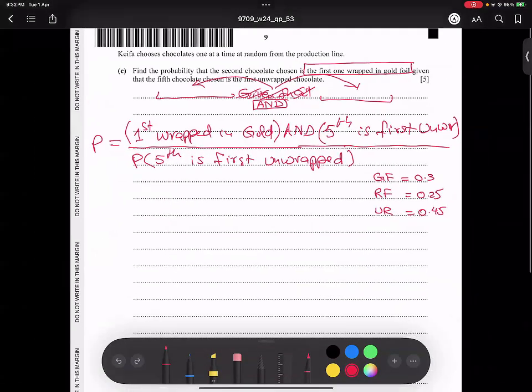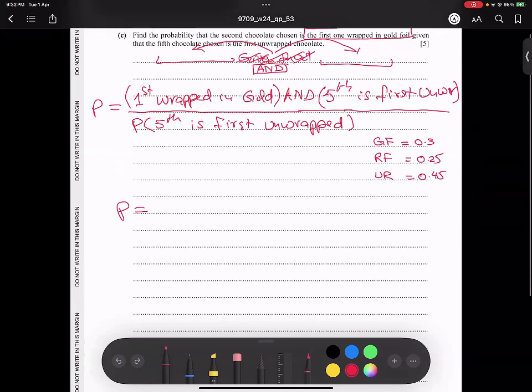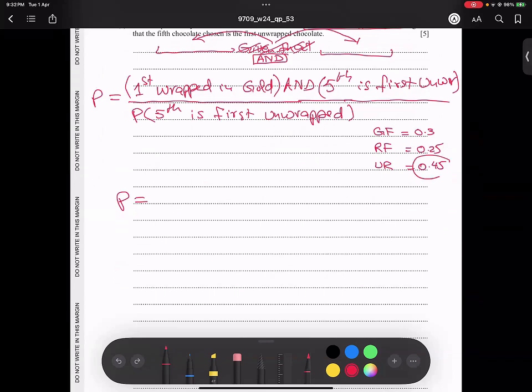First of all, I'm dealing with the denominator. What probability will come in the denominator? The fifth chocolate is the first time unwrapped. Unwrapped is my concern, and this is P. So P becomes 0.45, and Q, the other two collectively, becomes 0.55.